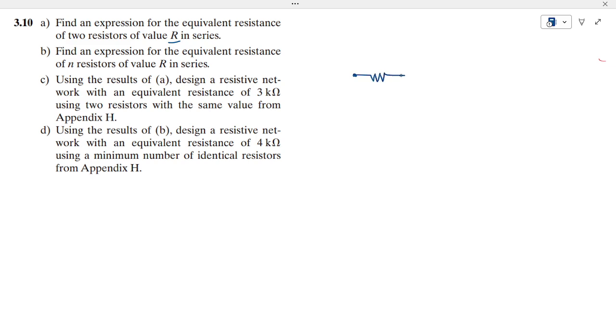So let us have this one, this is R, and the other resistor which is in series with it is here. Okay, so what we have to do is find an expression for the equivalent resistance. If these two resistors are connected in series, the equivalent resistance is the sum of the resistors. So here we have two resistors, it will be R plus R, because if this is R1 and this is R2, then R1 plus R2, the values of them are R and R, so it is 2R. So this is for part A.